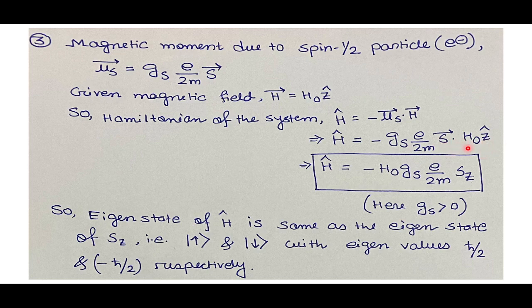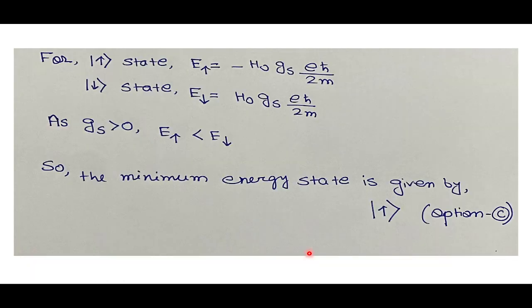Now s dot z cap will give you the z component of your spin, that is sz. Here gs is greater than 0 because it is given in the question that the Lande g factor should be greater than 0. So the eigenstate of H is the same as the eigenstate of sz, because your H has only the operator sz. Whatever is the eigenstate for sz will be the eigenstate for your Hamiltonian. So sz has the eigenstates up spin or down spin, with eigenvalues h cut by 2 and minus h cut by 2.